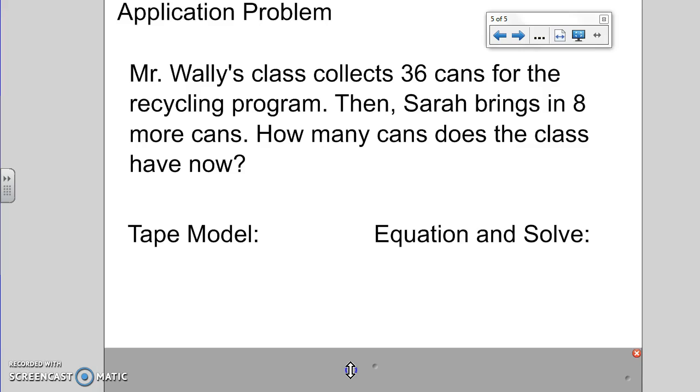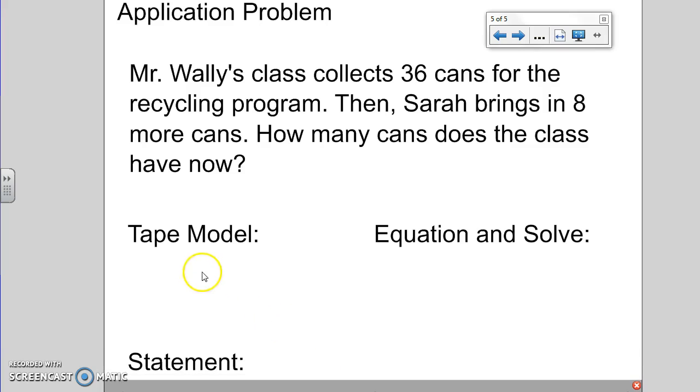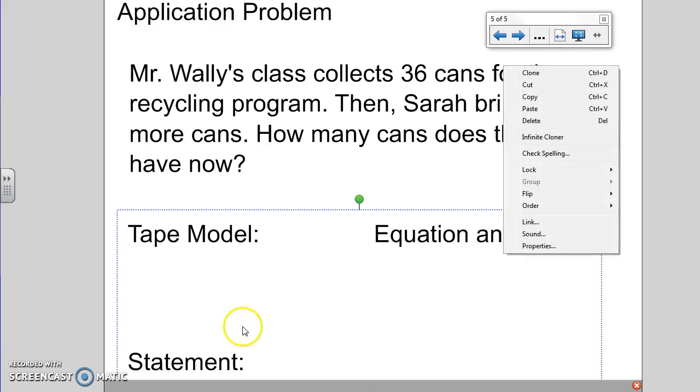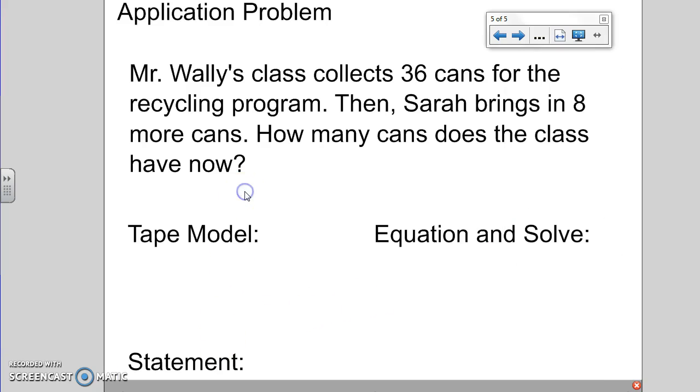When you're solving, remember, you need to have your tape model that represents the problem. You need to have an equation, and then of course a way to solve that equation, and then a written statement that includes your answer. Go ahead and pause this video and solve this problem on your own. Once you have written your tape model, your equation with how you solved it, and a statement, you can press play to check your answer. Please press pause and solve this problem.